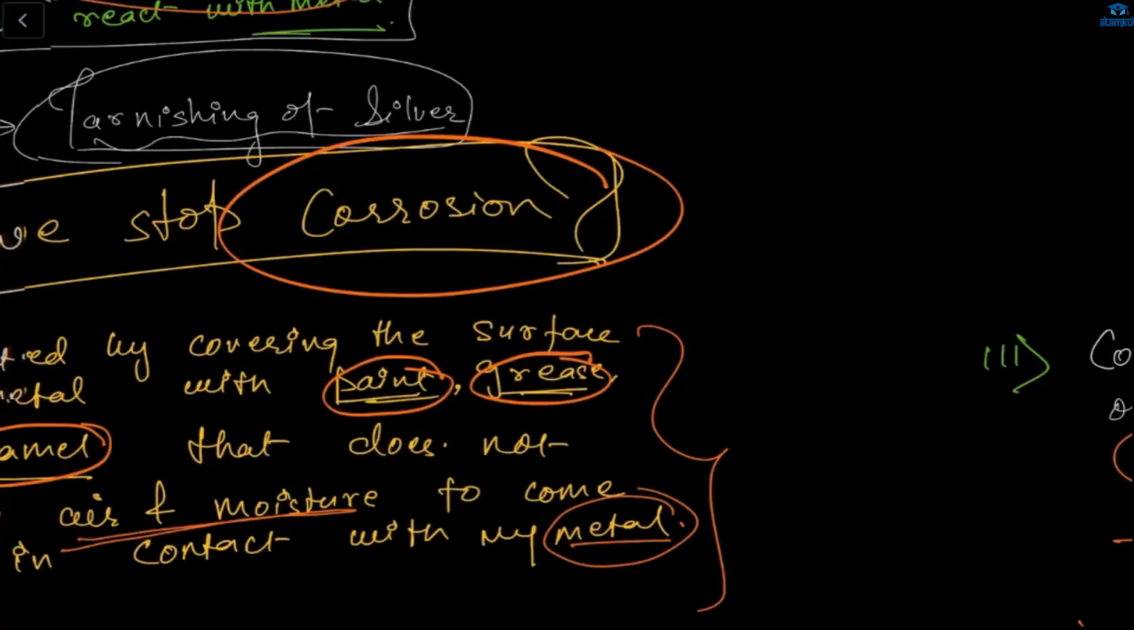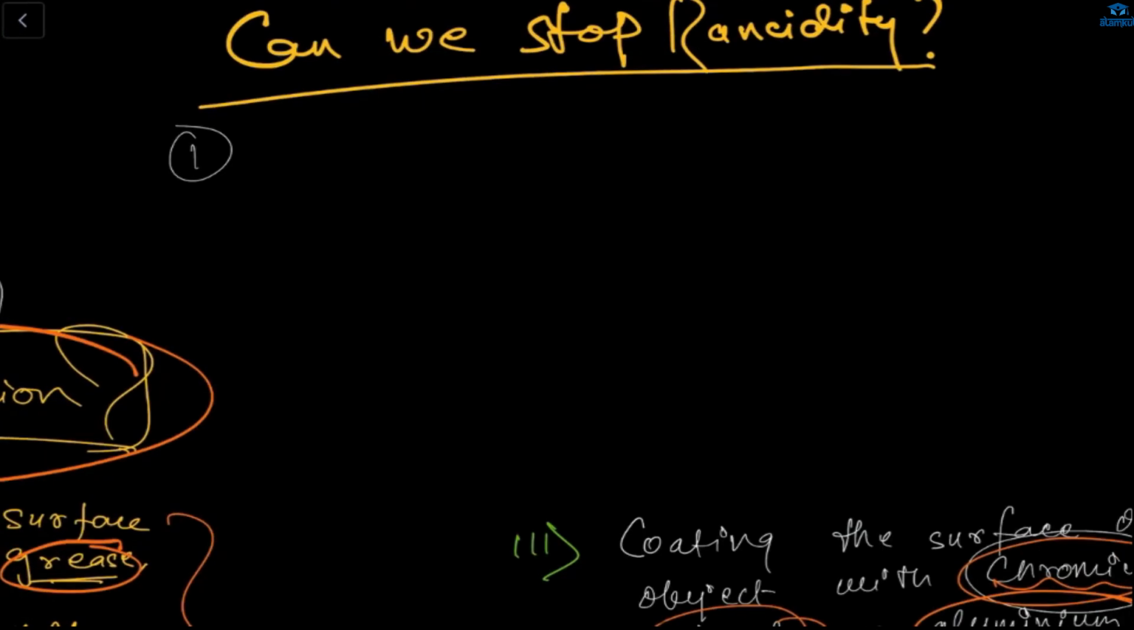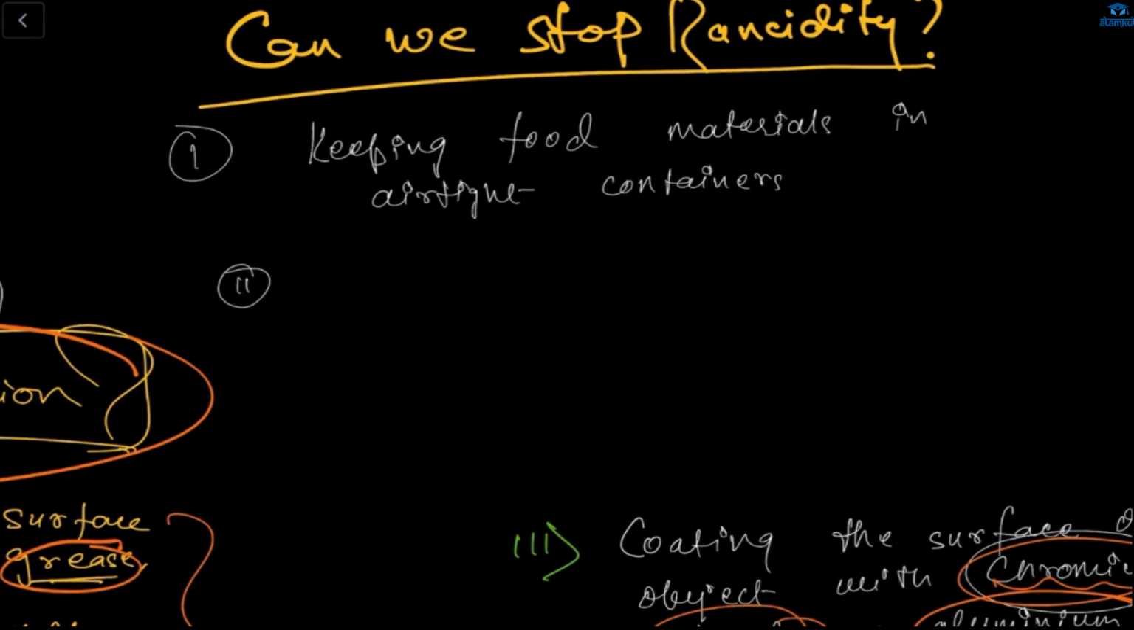Then we can stop the microorganisms from developing in my food. Through the airtight container, we can stop this. Keeping food materials in an airtight container. Okay? Yes or no? Yes, ma'am. And one more thing, refrigeration of cooked food at low temperature.